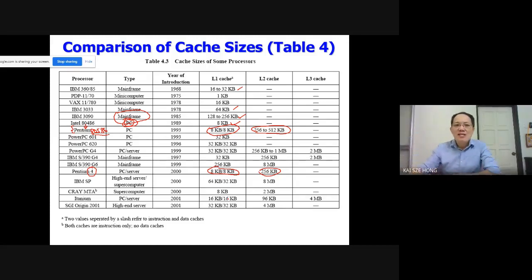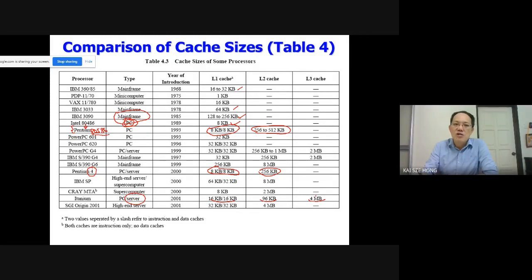But one very important thing that you can see here, after Itanium, which is basically for the PC, some personal users might use this Itanium, but usually it will be used for the server. And you can see it has become a 3-level cache: 16 kilobyte, 96 kilobyte, and 4 megabyte. You can see we go to megabytes for the L3 cache. As you can see, the cache size has become larger, and the number of levels has also increased.